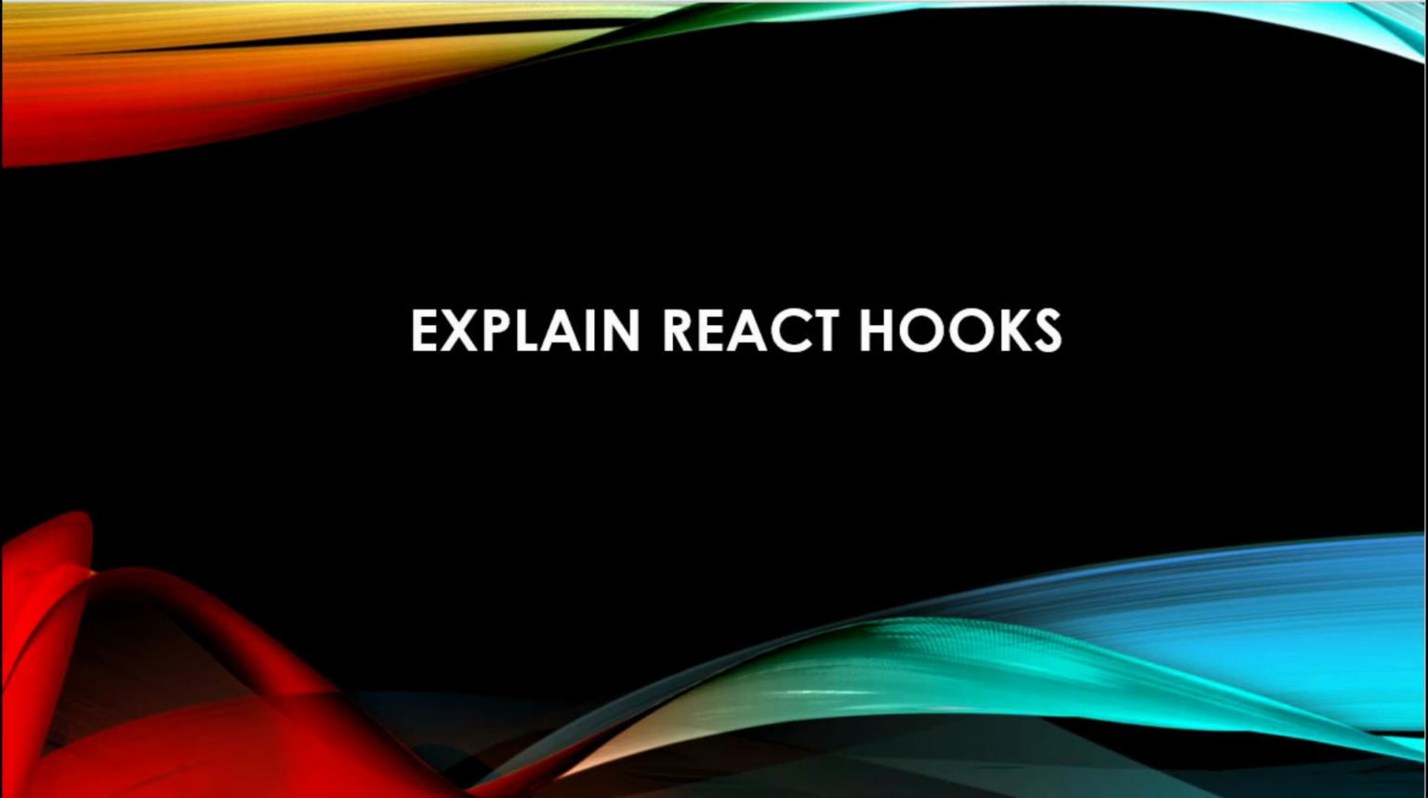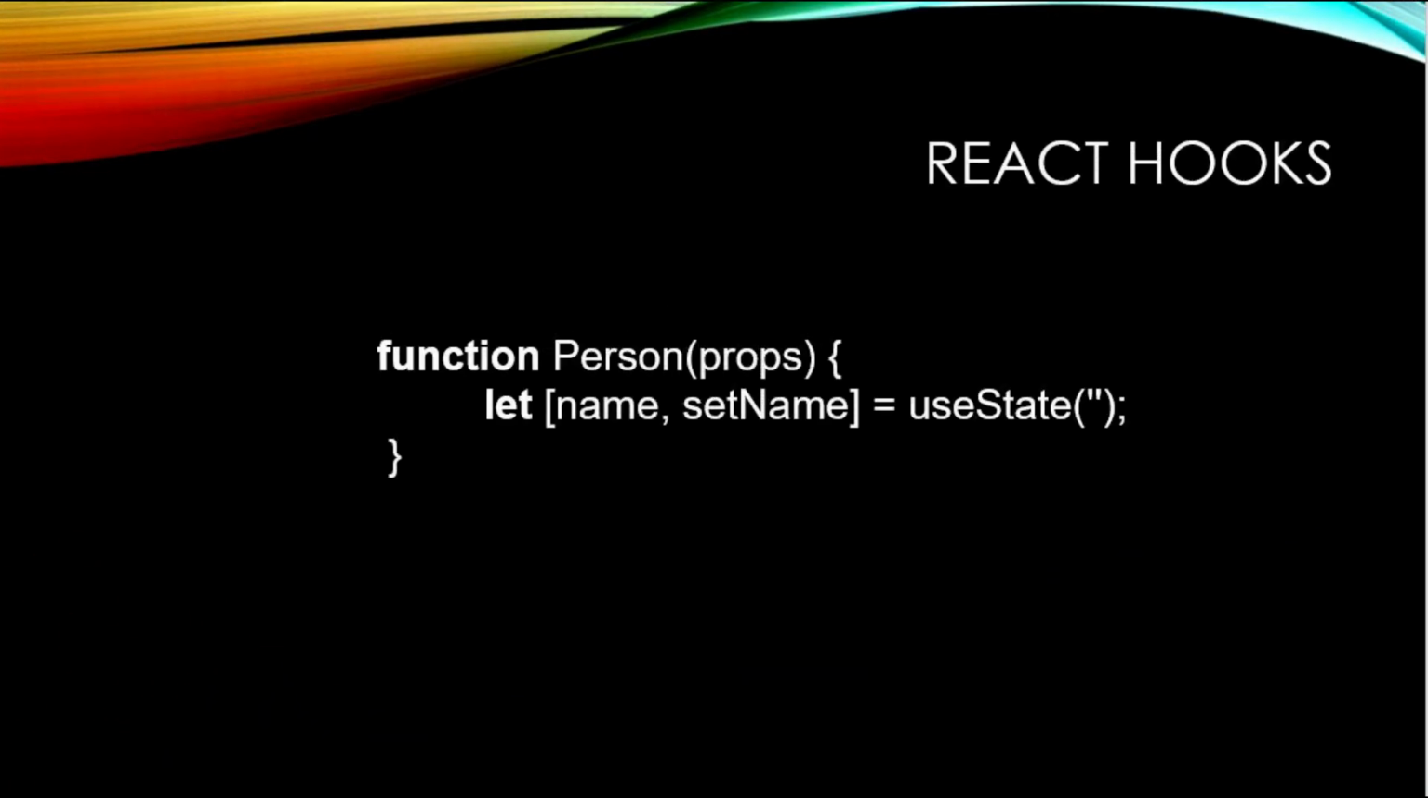The need to change a functional component to a class component whenever state management or lifecycle methods were to be used led to the development of hooks. For example, here I am showing a useState hook. This useState hook is used to update the state of a field. We are declaring a state variable called name and setName is a function to update the value of the name.